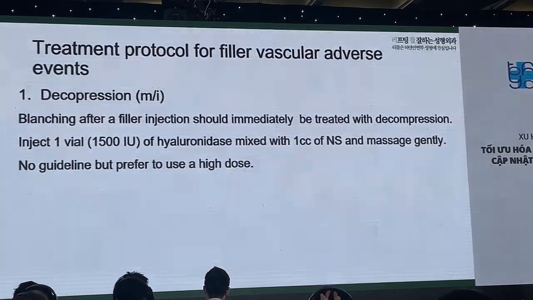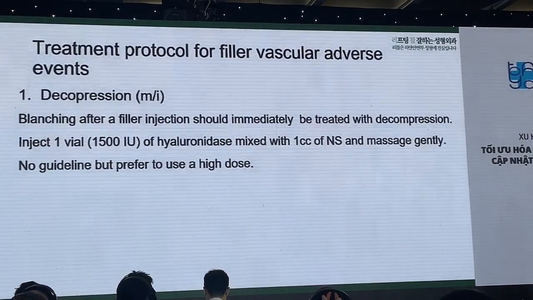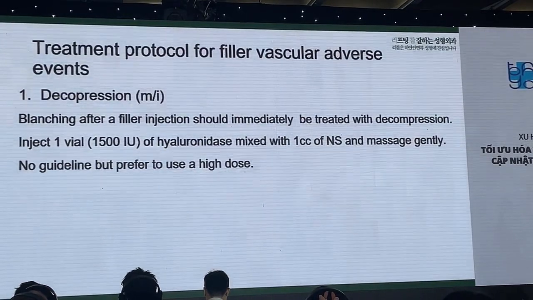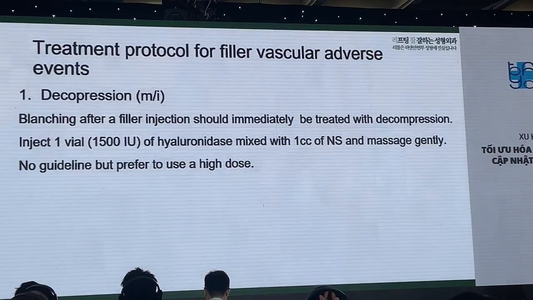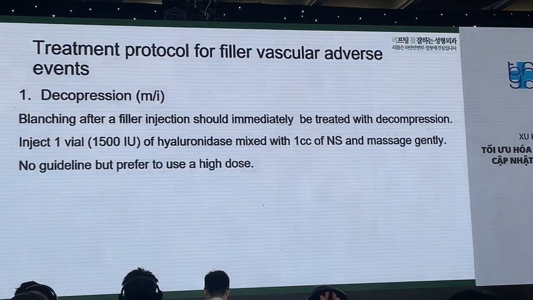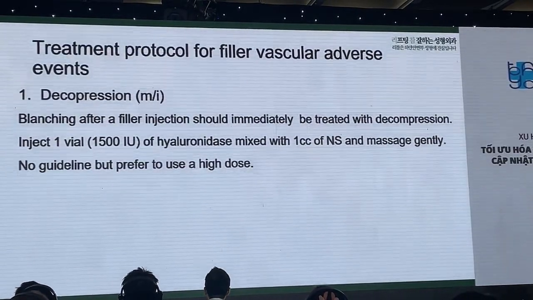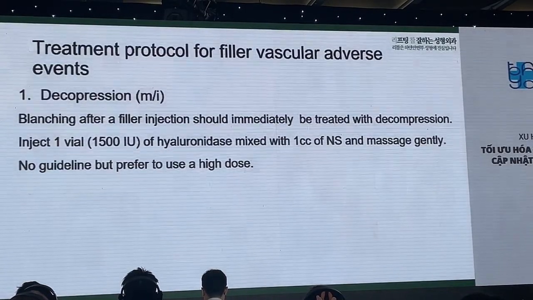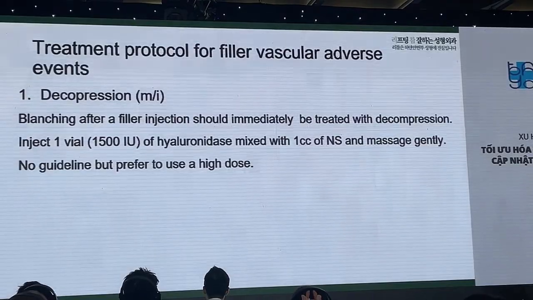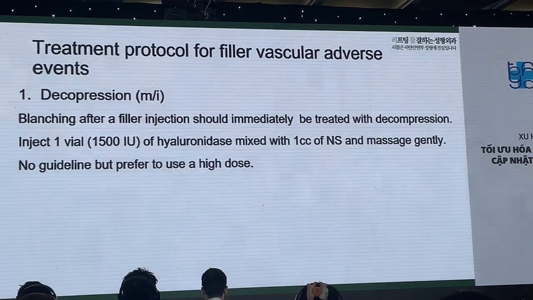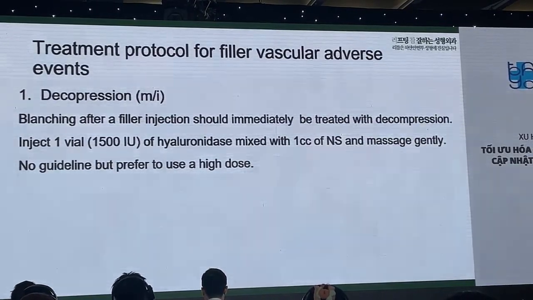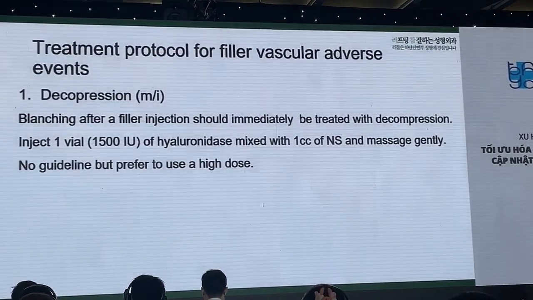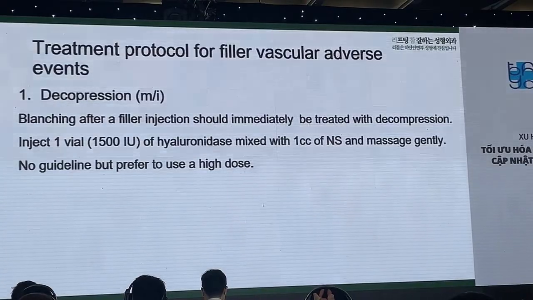For decompression, mix 1 vial of hyaluronidase, 1,500 units, with 1 cc of normal saline and inject it directly into and around the affected area. Then gently massage the lesion to help enzyme diffusion. This step helps break down the filler and restore microcirculation.